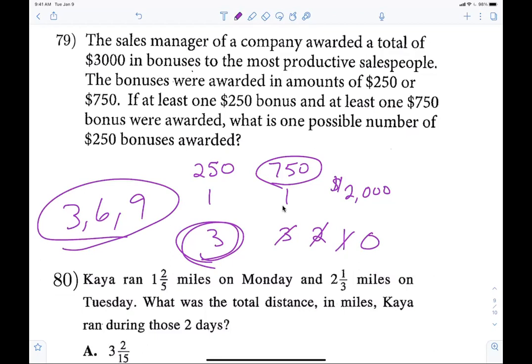Yes, because the question is, what is one possible number? If you put all 3 of them, guess what I'm going to do? I'm going to mark it wrong. All right, it's absolutely wrong if you write 3, 6, 9. All right, all you need is one answer.